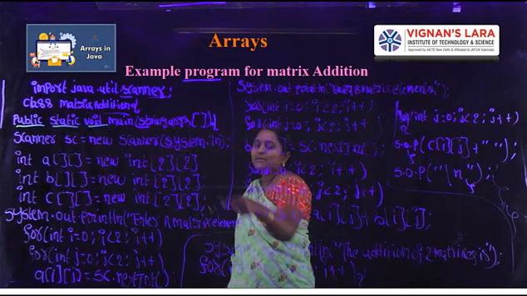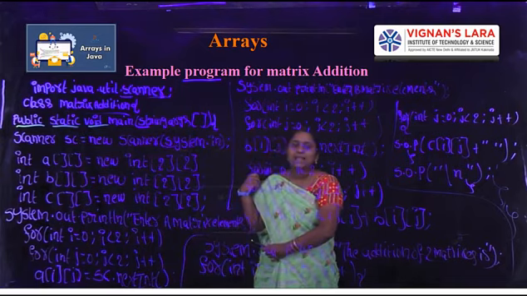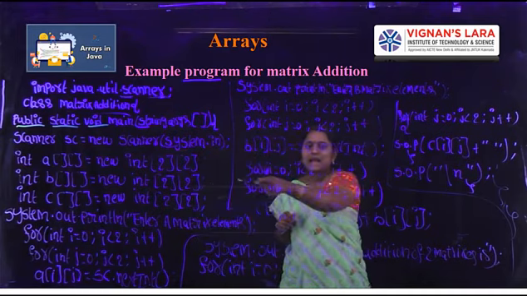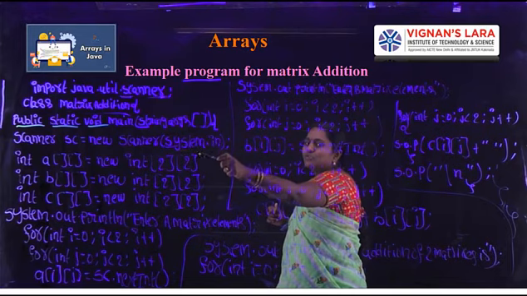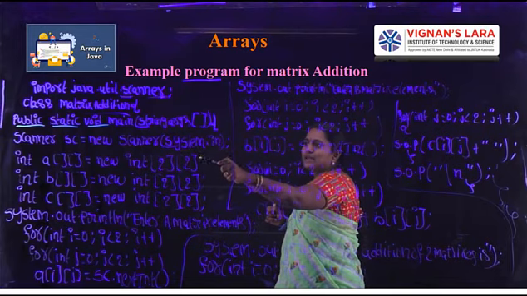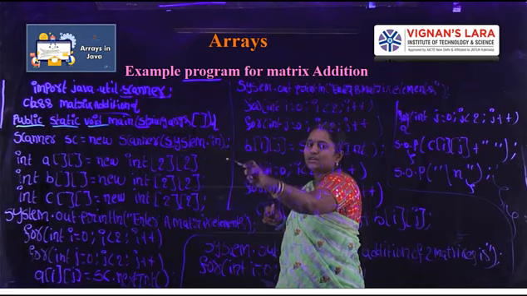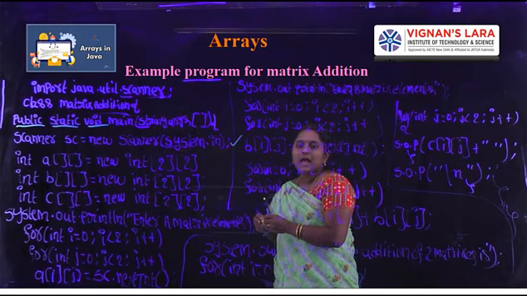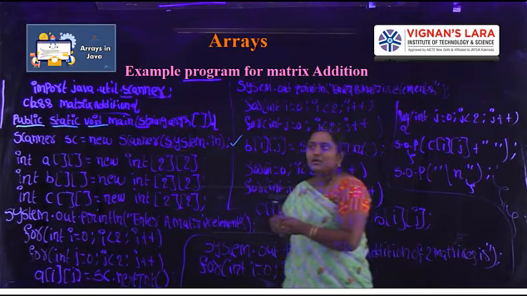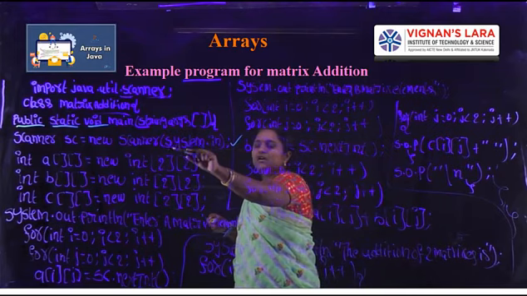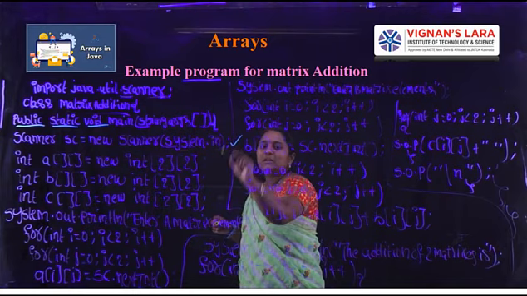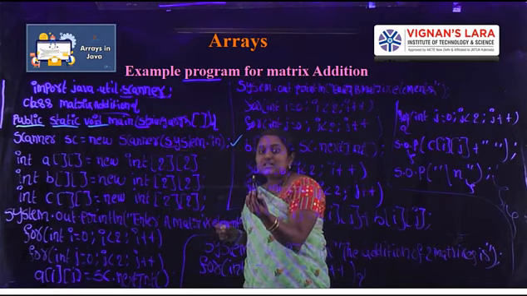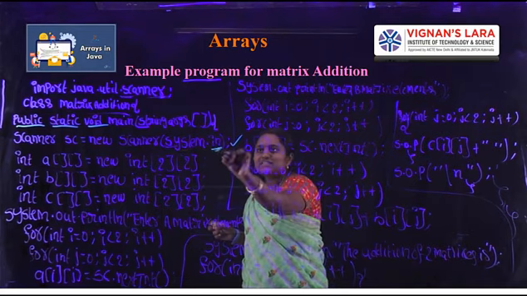Next, I am creating an object of the Scanner class. Scanner is a predefined class. With respect to the class, we can create an object. Here Scanner is the class. Scanner sc equal to new Scanner(System.in). In this class, I am reading input values from the keyboard. That's why I am using System.in. In means input. System is the predefined class. Out means output purpose. System.in means input.